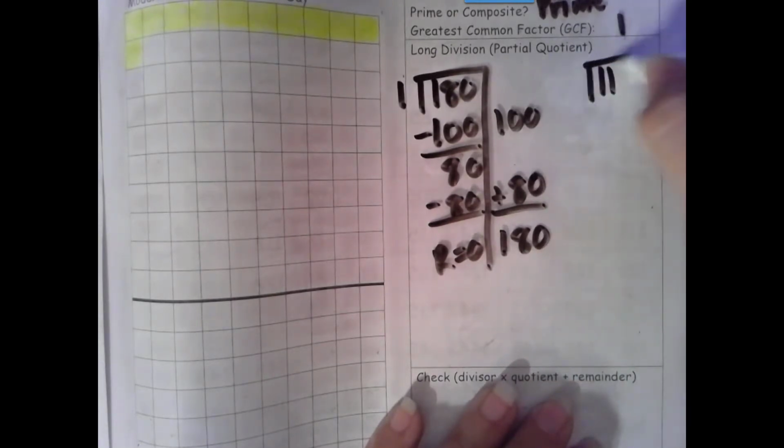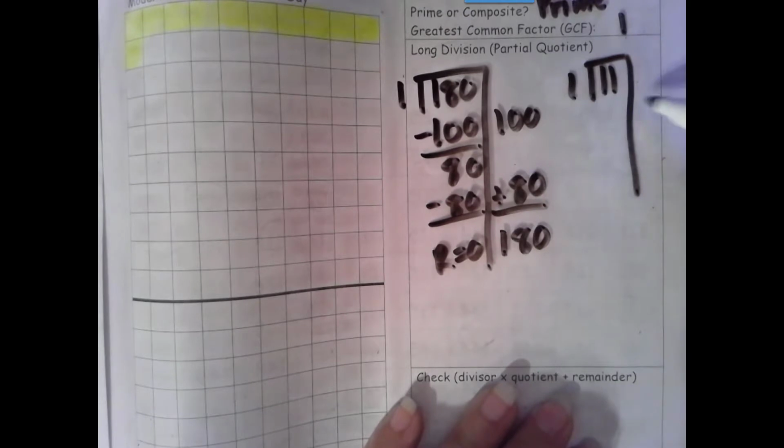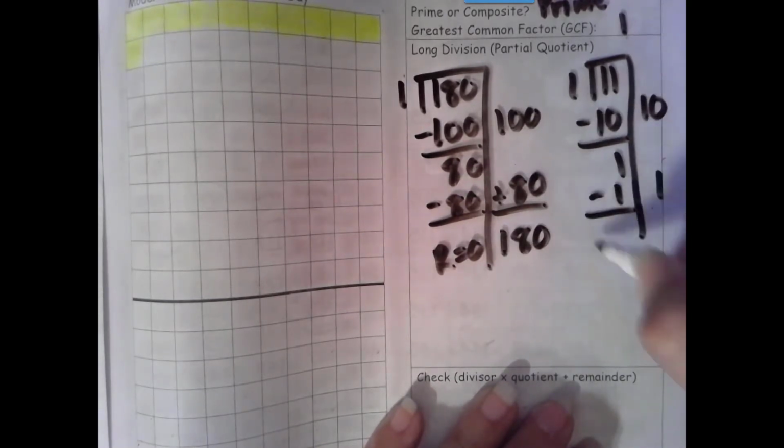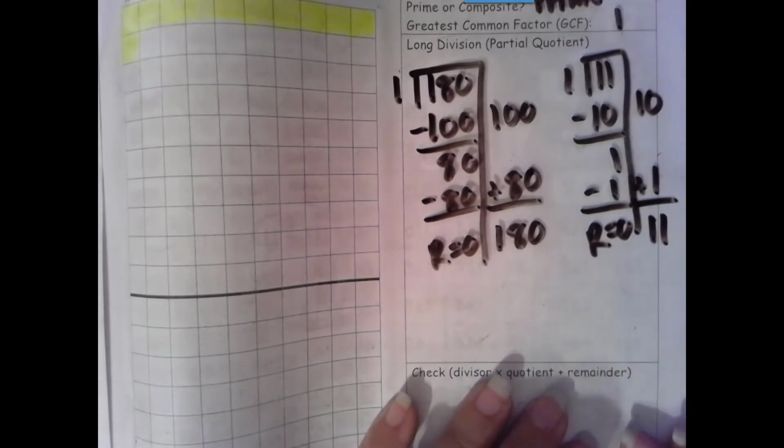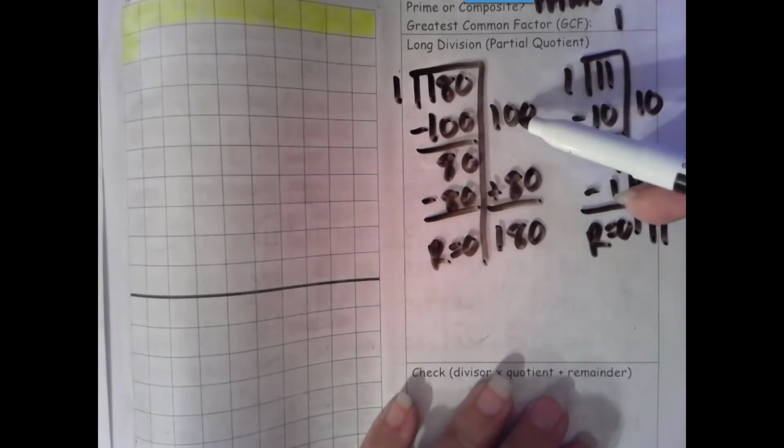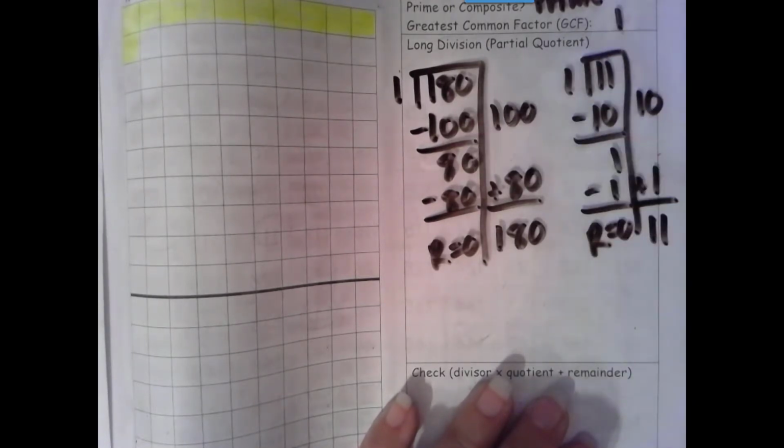Now 11. Well, 10 times 1 is 10. More on top, no need to stop. Numbers the same, zeros the game. 1 times 1 is 1. Numbers the same, zeros the game. Add those partial quotients. 10 plus 1 is 11. Now you may have already seen that 180 would work and that 11 would work. I just want you to see that there's more than one way to get to the right answer.